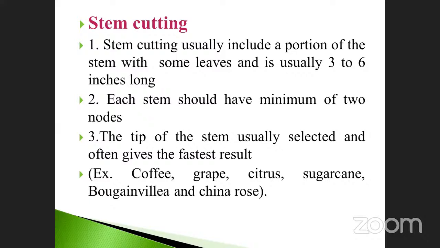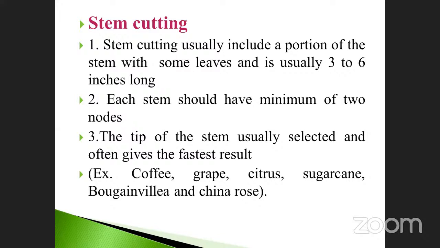Not only that, auxin is also one of the phytohormones. The phytohormone auxin is mostly present in the tip of the stem as well as the root. That's why they were selected. The upper part is called the stem, particularly the stem tip. The tip of the stem is usually selected and often gives the fastest result.